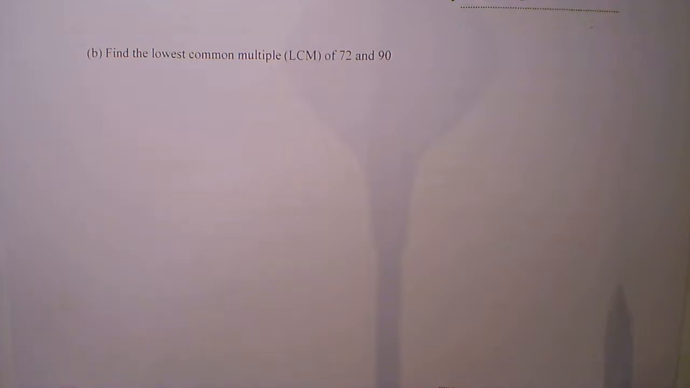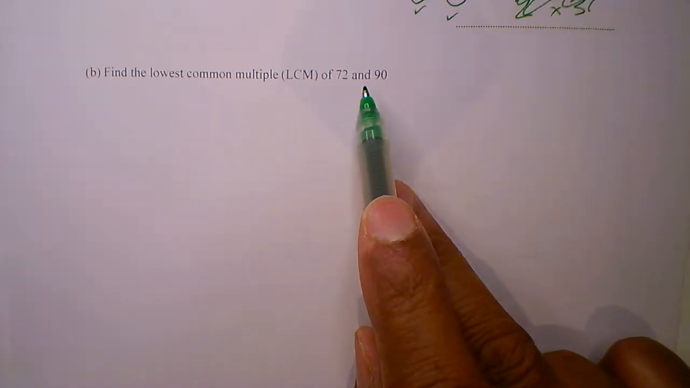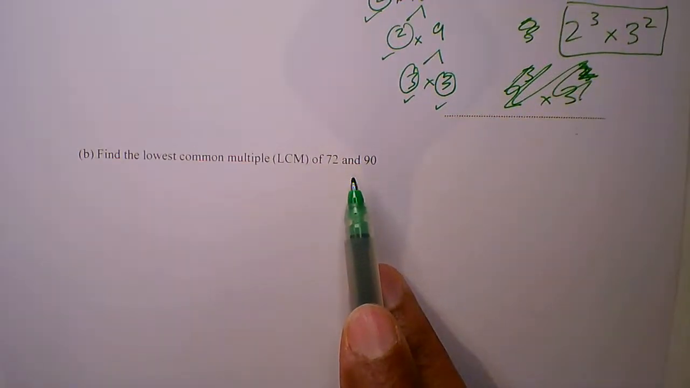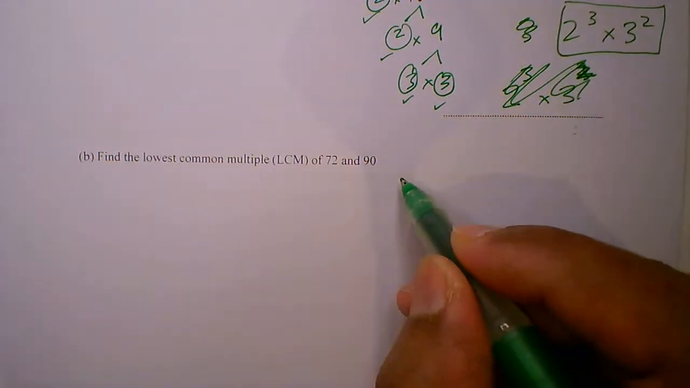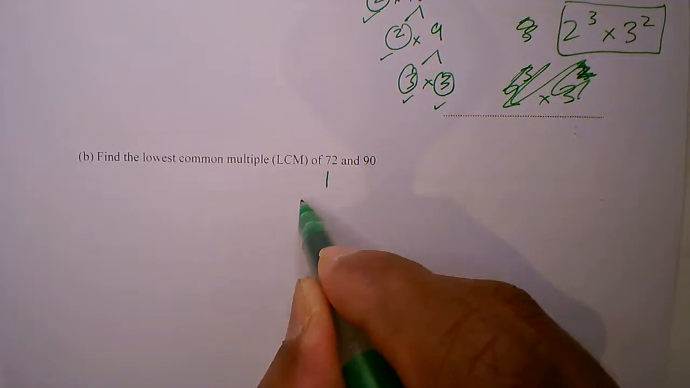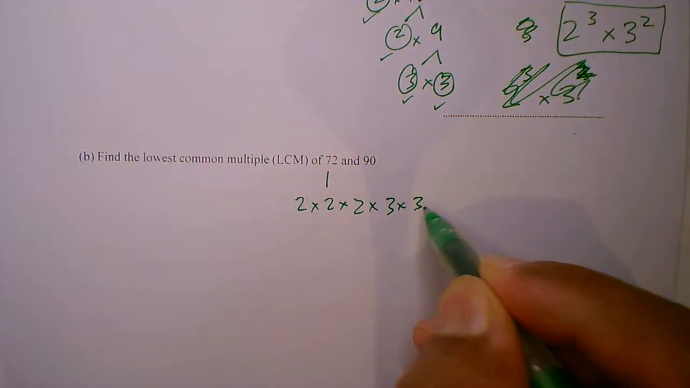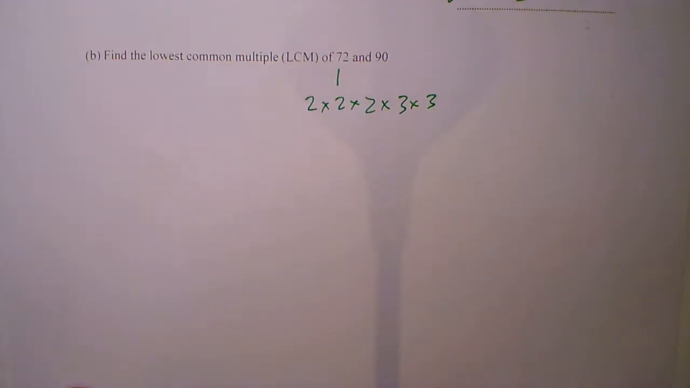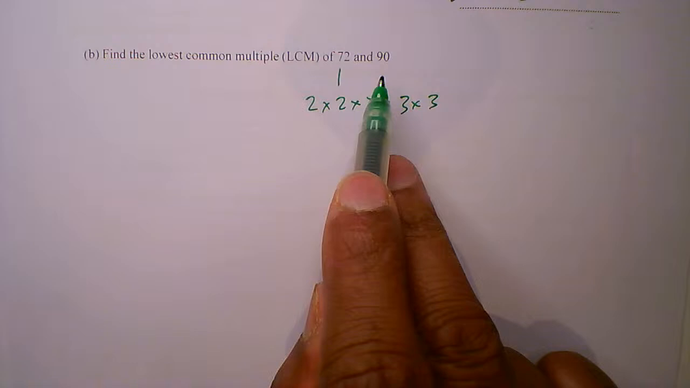Okay, so let me start this question. Find the lowest common multiple, LCM, of 72 and 90. So I need my answer from the previous part. 2 cubed times 3 squared, 2 times 2 times 2 times 3 times 3. I'm just writing that there just so that I have it. Okay, so now I need to do the same as I did previously with 90.